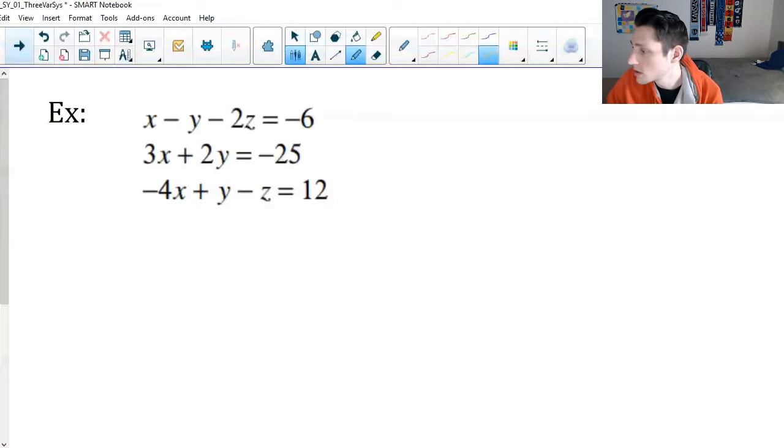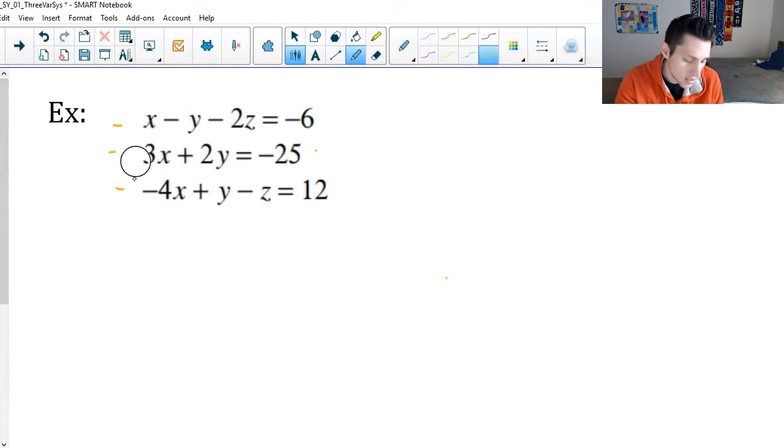Okay, so let's see what this actually looks like. So we'll start off with a basic example, all right, very short. So 3 equations, 1, 2, 3, and 3 variables, x, y, z. All right, a 3-variable system of 3 equations.